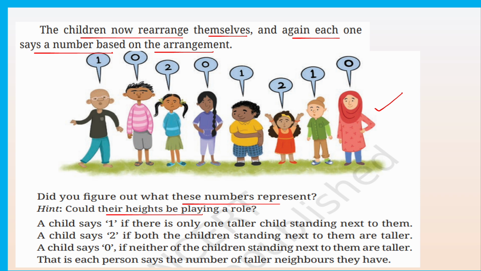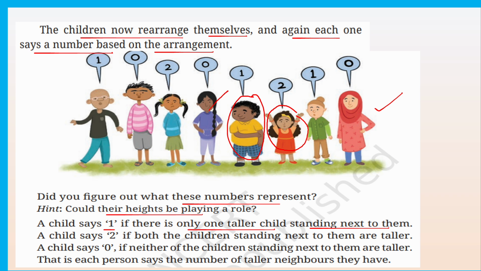A child says 1 if there is only one taller child standing next to them. See this child? He says 1. Why? Because there is only one taller child standing next to him. This girl is taller than him, but this girl is shorter than him. So, he says 1 because there is only one taller child standing next to him.